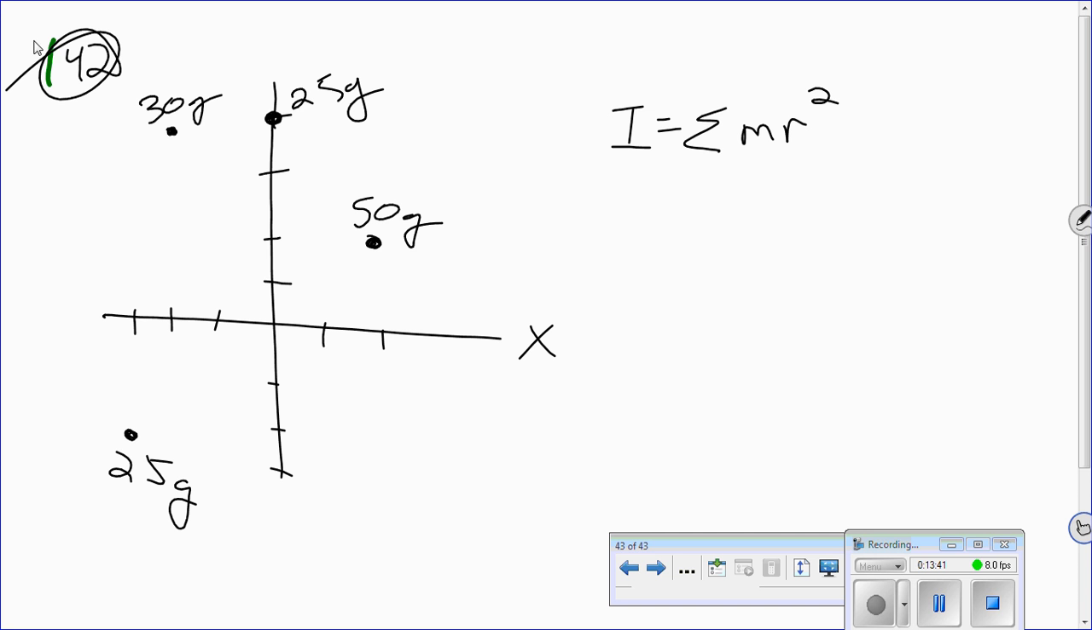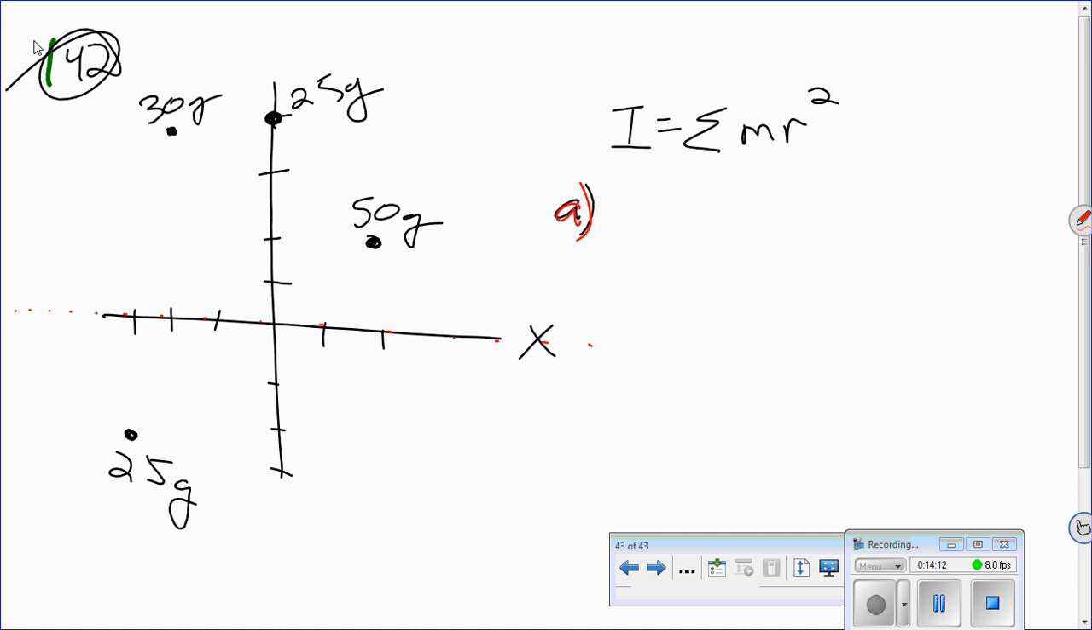So for part A, it wants to know the rotational inertia about the x-axis. So what you want to do is picture this whole thing pivoting around this, so that the 30 and 25 and 50 gram masses are going to be coming this way, right? You guys see that? So your radius of rotation for each of these would be just the y value, right?